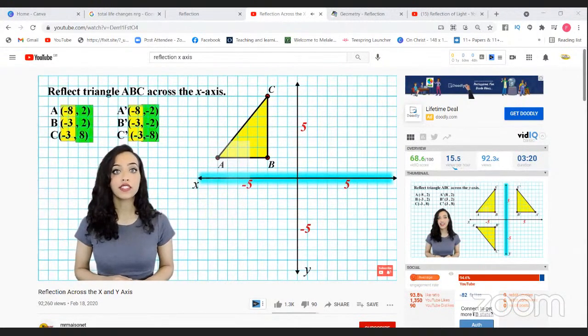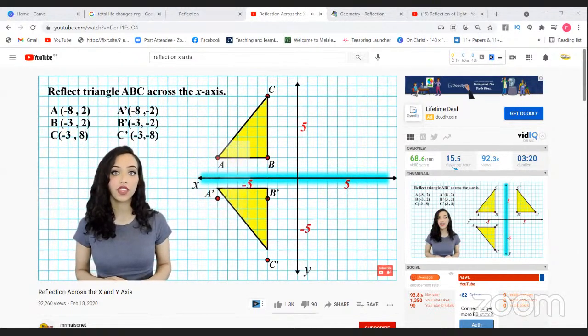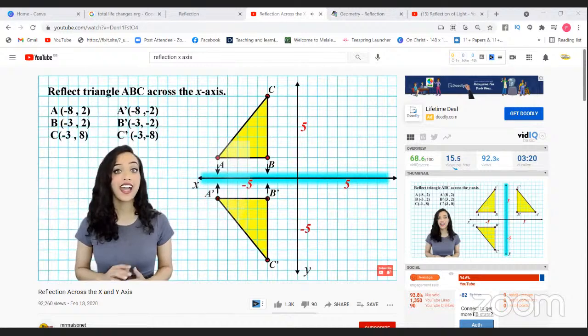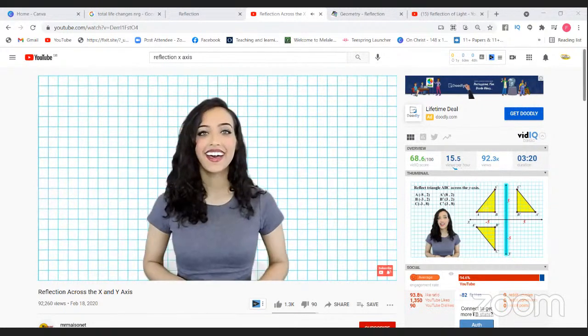Now that we have our new coordinates, let's plot them. Point A is located at -8, -2. Point B is located at -3, -2. And point C is located at -3, -8. Now that we have plotted our points, we can see where our object will be reflected to. Notice how our x values stayed exactly the same and our y values are opposite values.